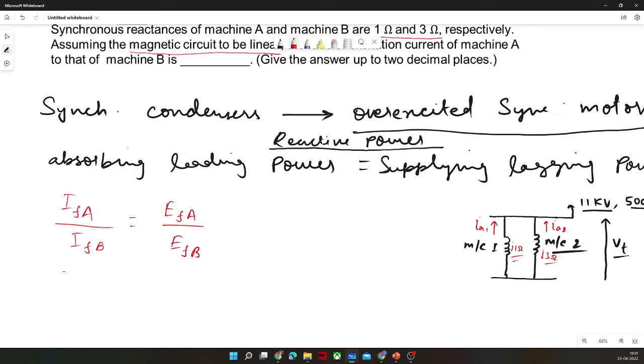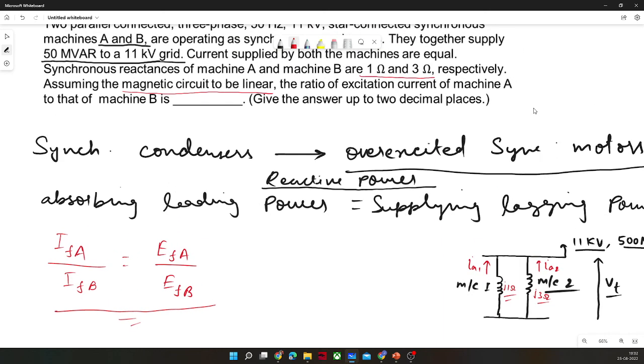Any doubt in this step? In DC machines also, the excitation or the armature MMF is proportional to field current, right? EF is equal to K phi omega, if I remember correctly. So excitation EMF and IF would be in the same ratio. Why? Because there is no saturation. That's why this condition was given here. Magnetic circuit is linear. Means you can supply the field current, and the excitation EMF would follow the same.